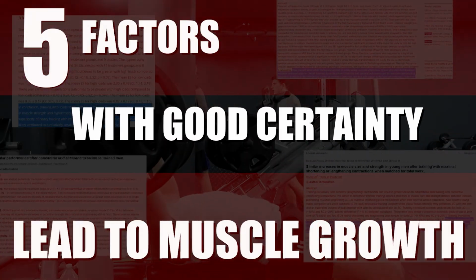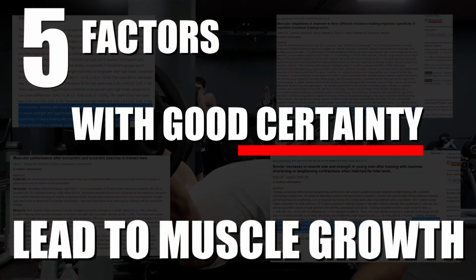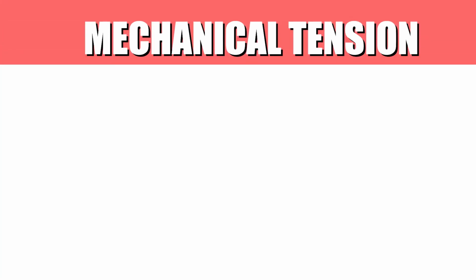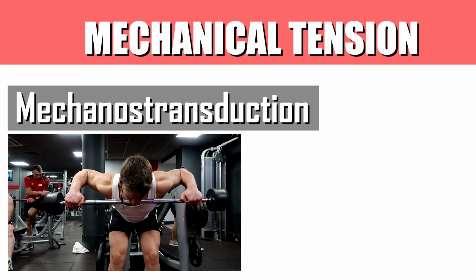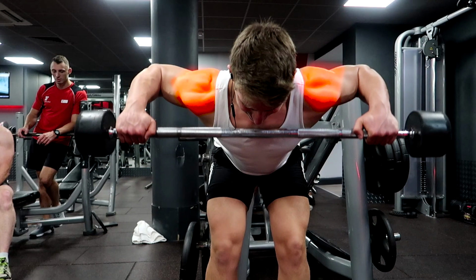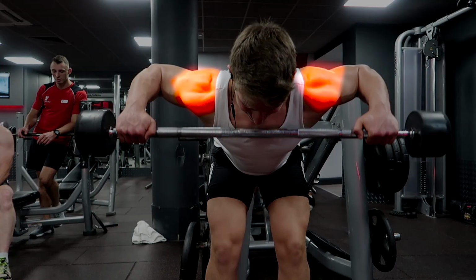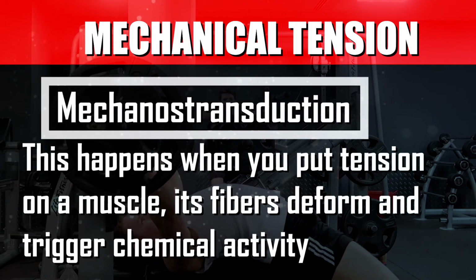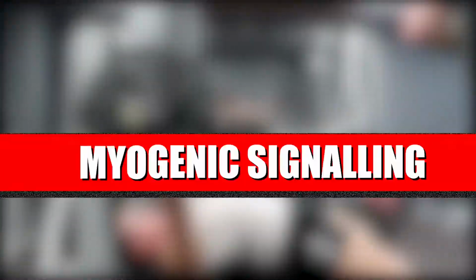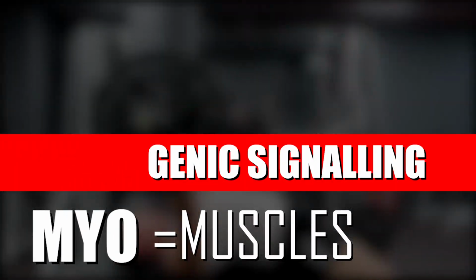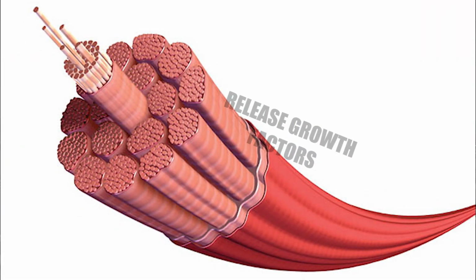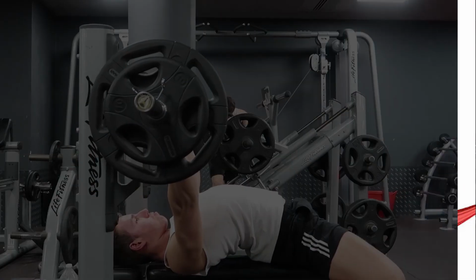Okay, so here are the 5 factors that, with good certainty, when you open most scientific papers, you'll find will lead to muscle growth. So number 1 is mechanical transduction. This happens when you put tension on the muscle fiber, and the fibers will deform and trigger chemical activity. Number 2 is myogenic signaling. Myo is basically a Greek word for muscles, right? The muscle fibers will release growth factors to signal the need for repair.